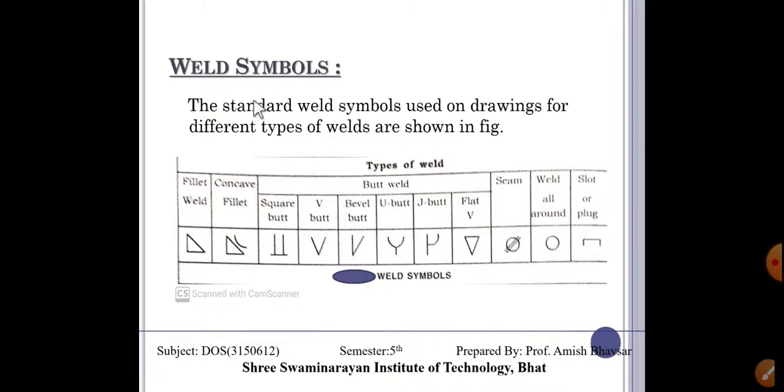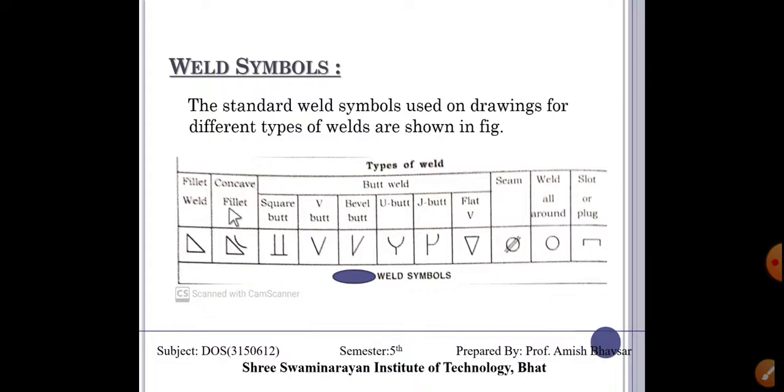Now these are the symbols of welding. For the purpose of showing which kind of welding is done over there, it is most important for the engineer as well as the contractor. So we can explain that this kind of welding is done at a particular junction. The standard welding symbols used on a drawing for the different types of welding are shown below.